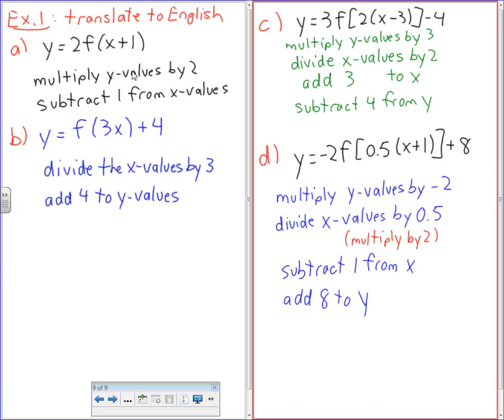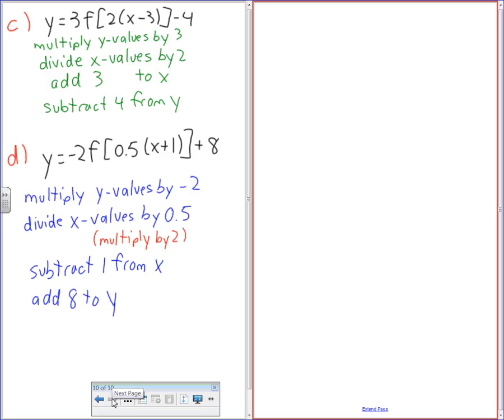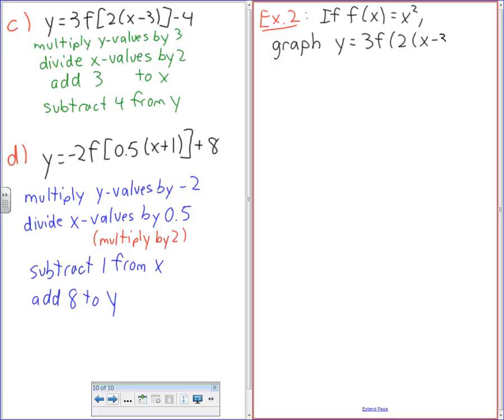All right, so we're feeling okay about this. Can we do some numbers now? Let's throw some numbers in here and actually do a question. Here we go. Ready? All right, so example 2 is going to say, if f of x... Okay, so there's going to be my question right there. If f of x equals x squared, graph y equals 3f of 2, x minus 3 plus 2.